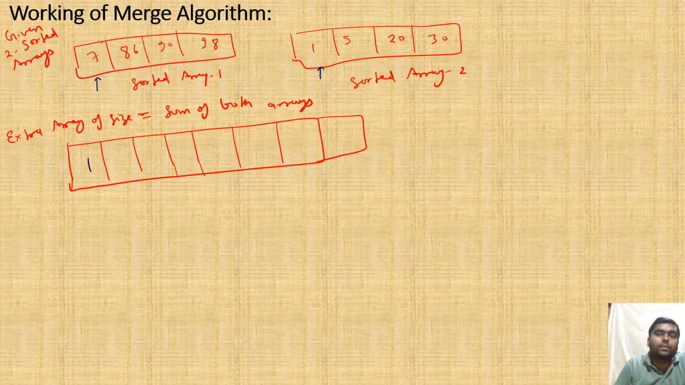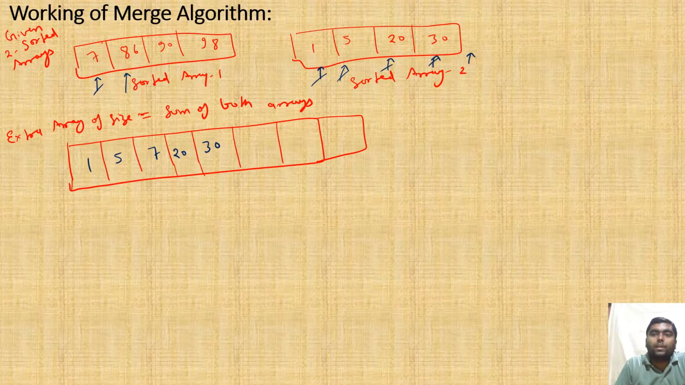So 1 will be pasted. Just move it. Next 5 and 7. 5 will be pasted. Fine, just move it. Then 20 and 7. So 7 is smaller, of course 7 will be pasted. Then just move this pointer or index. Then 86 and 20, 20 will be smaller, so just copy this 20 and move this particular pointer or index value. Then 30 and 86, 30 will be pasted, so move this.